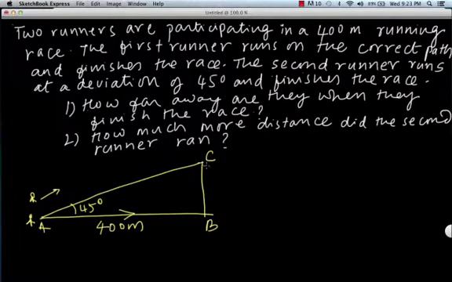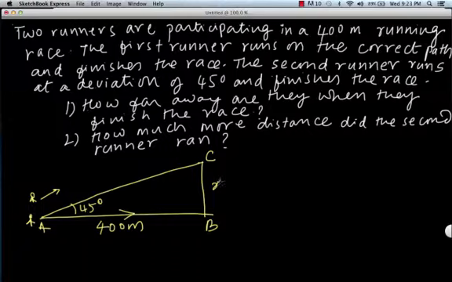So if you look at this diagram now, the second runner would be at C and the first runner would be at B when they both finish the race. So the first problem asks you to calculate the distance between the two runners, in which case here is BC.